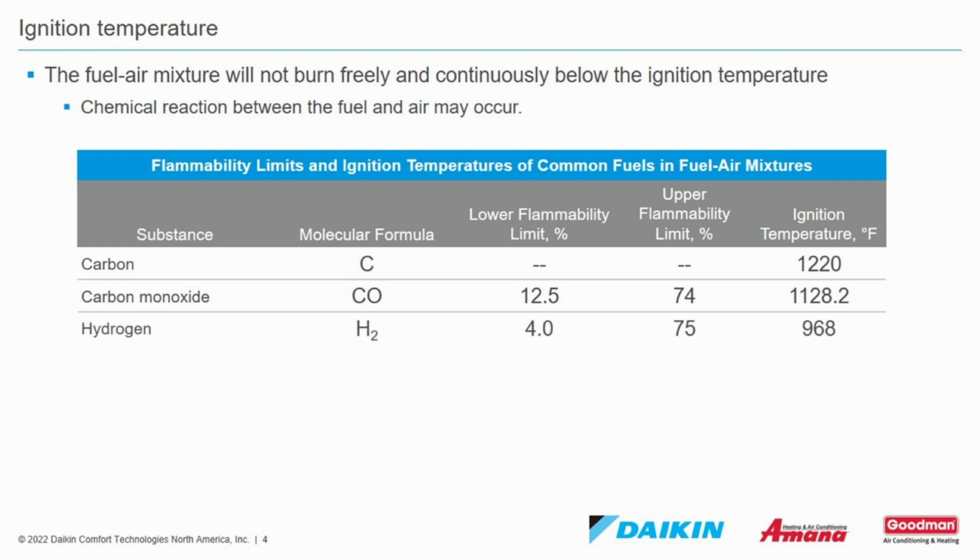Hydrogen, molecular formula H2. Lower flammability limit, 4%. Upper flammability limit, 75%. Ignition temperature, 968 degrees Fahrenheit. Propane, molecular formula C3H8. Lower flammability limit, 2.1%. Upper flammability limit, 10.1%. Ignition temperature, 870.8 degrees Fahrenheit.